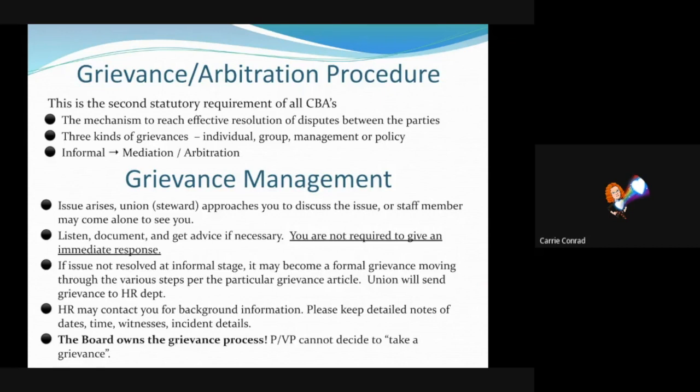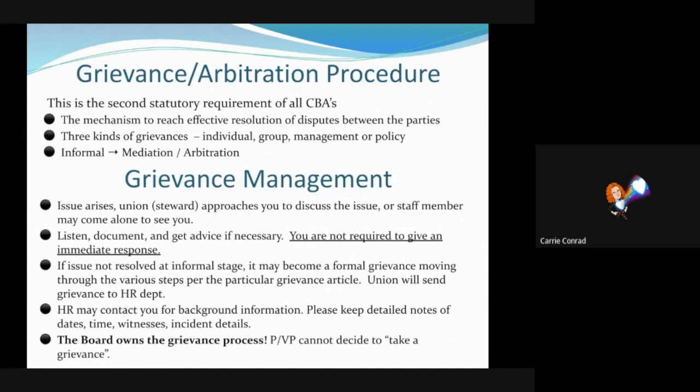Other times, the issue may be raised. As the leader, you may not agree with the position of the staff member and or the steward. It's important that you listen, that you document, that you reach out to your colleagues and the board directly, the Labor Relations Department and or your superintendent of education, to obtain appropriate advice. Just because the union raises the issue to you, you are not required to give an immediate response.